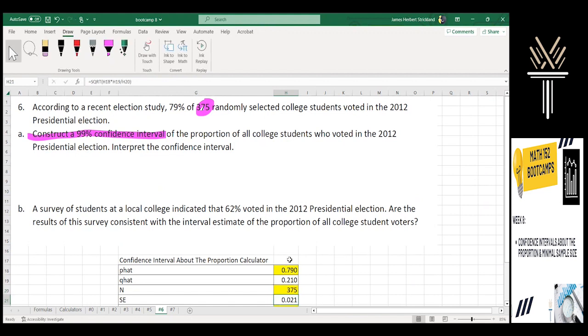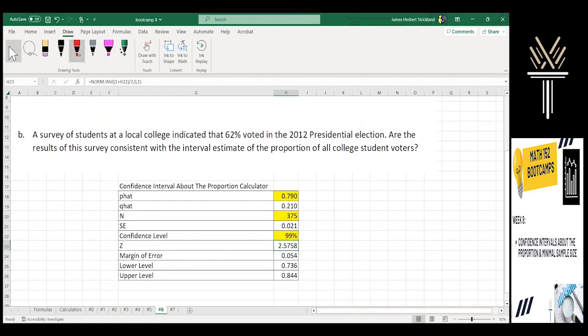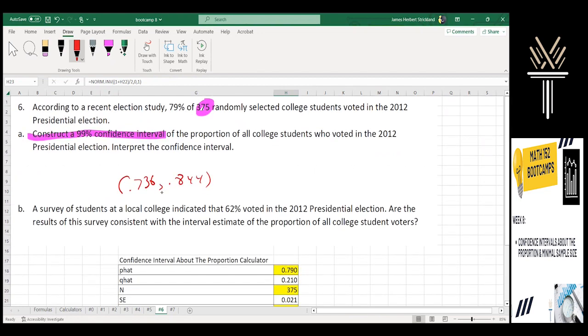Now, how confident are we? We're going to be 99% confident. Okay, easy peasy. 99% confident. Now I'm done. Now I can make an interpretation. We see that our interval is 0.736 up to 0.844. So we are 99% confident the proportion of everybody in college who voted in 2012 is somewhere between 0.73 and 0.84. I have no idea what it is, but I know it's more than 70%. I know it's less than 90%.